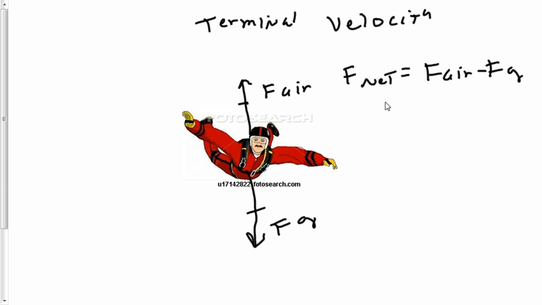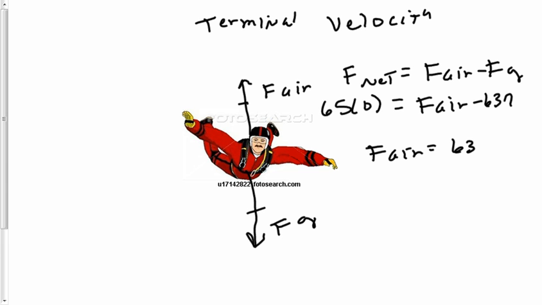We'll now substitute values in. 65 times 0 equals force of air minus 637. And we see mathematically that the force of air must equal 637 newtons.